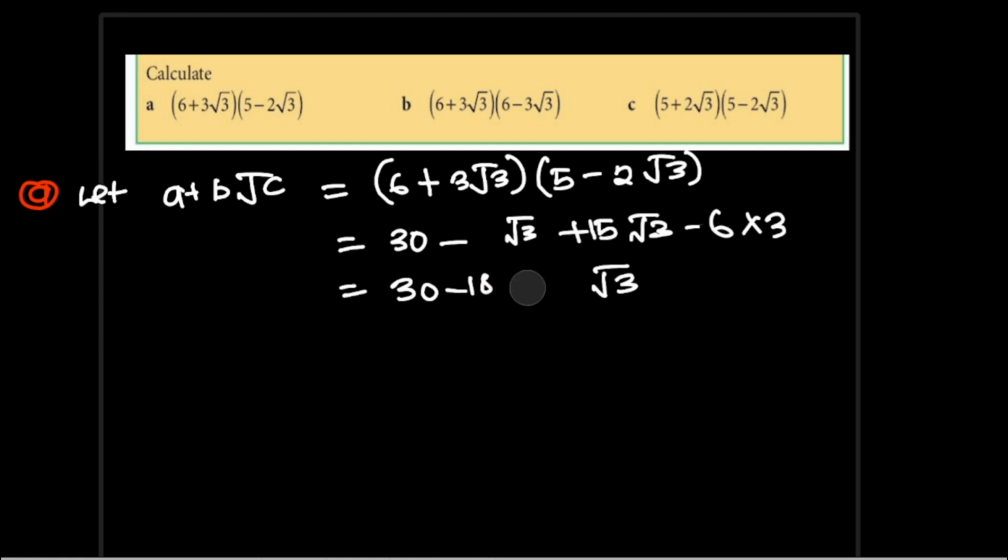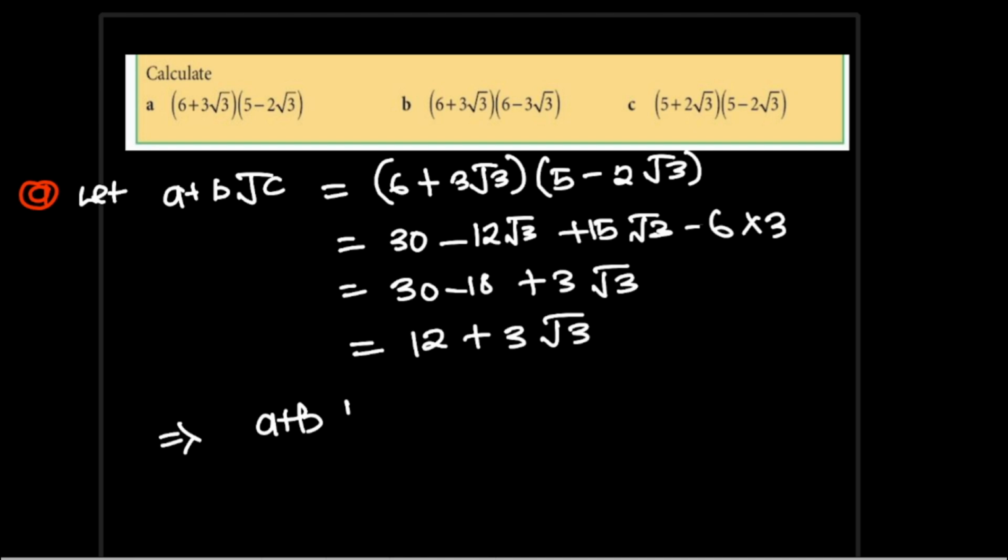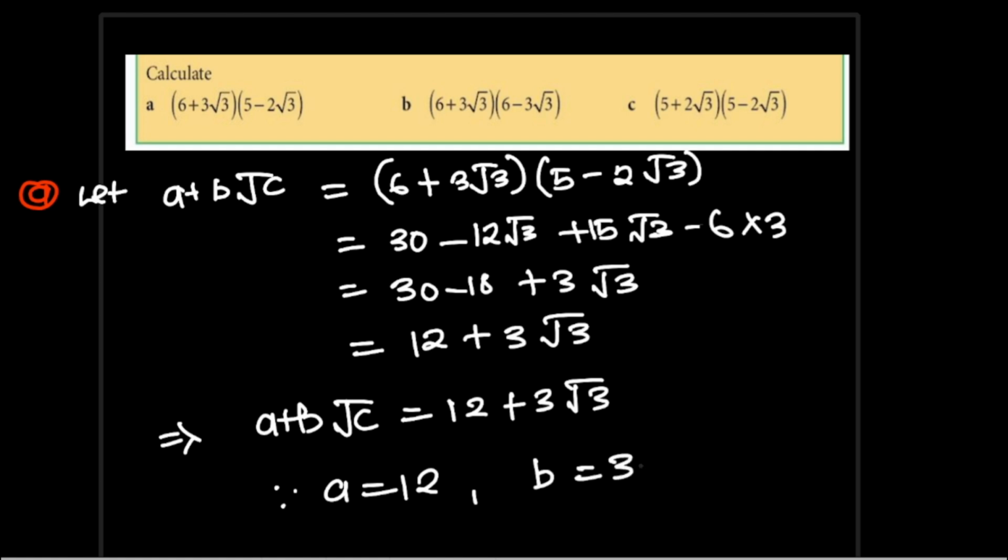So 6 times 2 is 12. So minus 12 plus 5, we have minus 7 root 3. And 30 minus 6, that will be 24. So if we compare, we have a plus b root c equals 24 minus 7 root 3. So therefore a equals 24, b equals minus 7, and c equals 3.